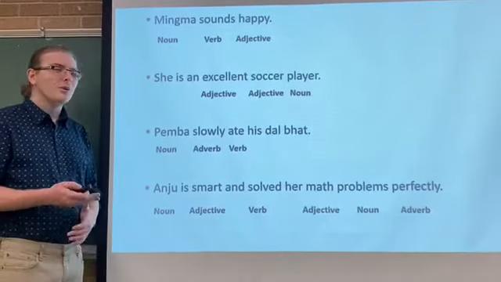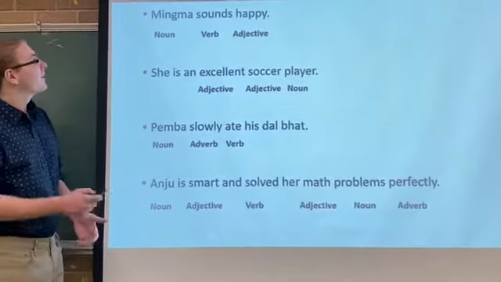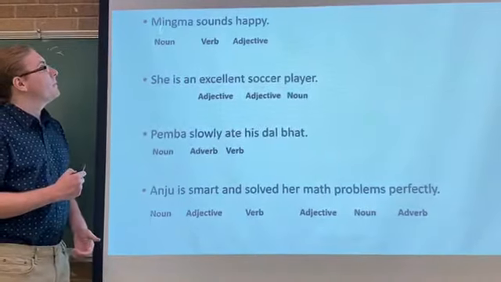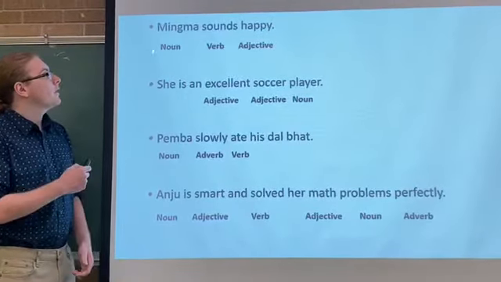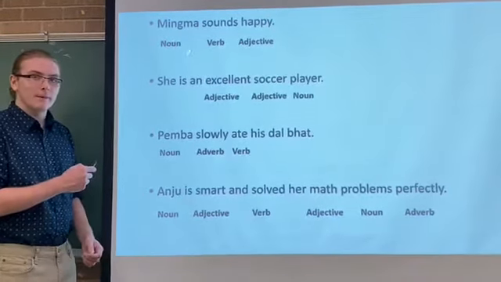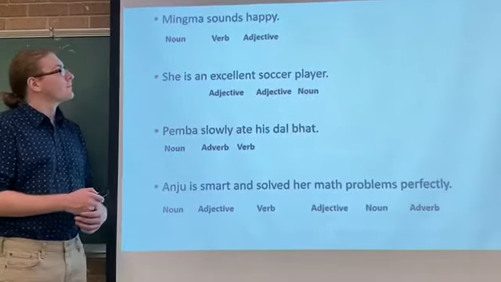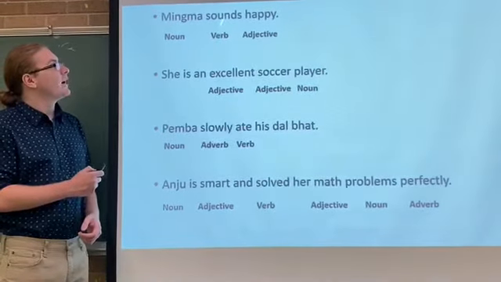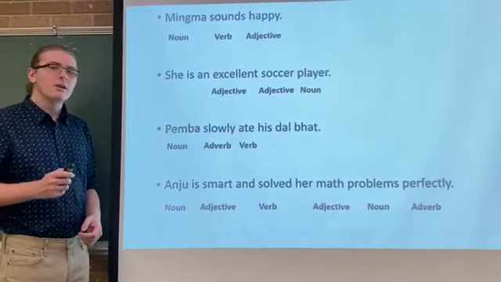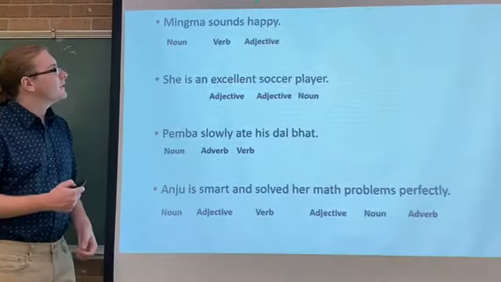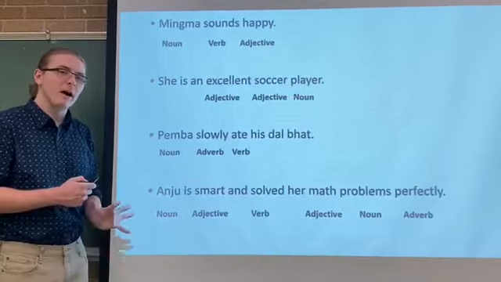Wonderful. So here is our answer sheet. We'll go through them together. The first one is, Mingma sounds happy. So, our noun is Mingma. If we can remember from the last lesson, this is a proper noun. Our verb is sounds, and our adjective is happy. We use the adjective because this is a sense verb. It's a verb that deals with one of our 5 senses.